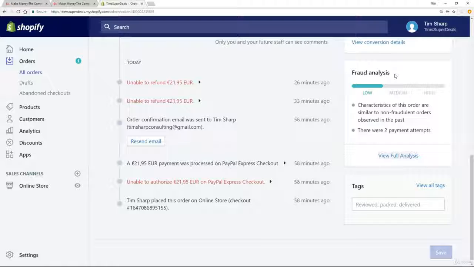So there we go. That's the fraud analysis tool provided by Shopify, and it's just something to keep an eye on from time to time.